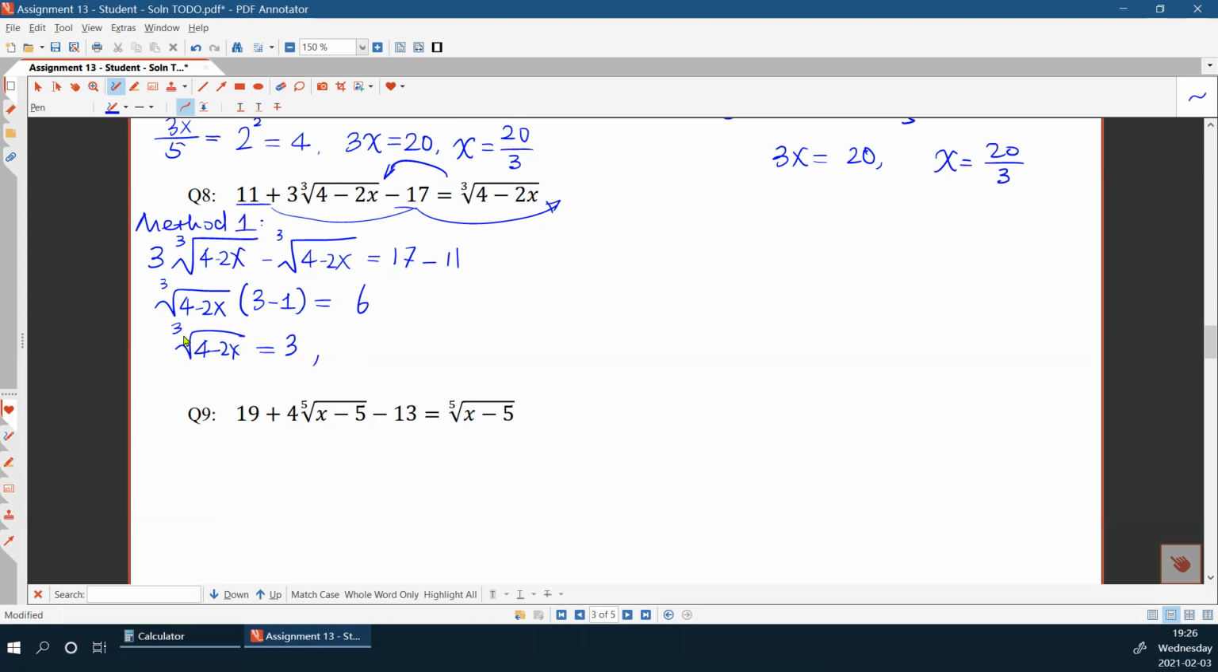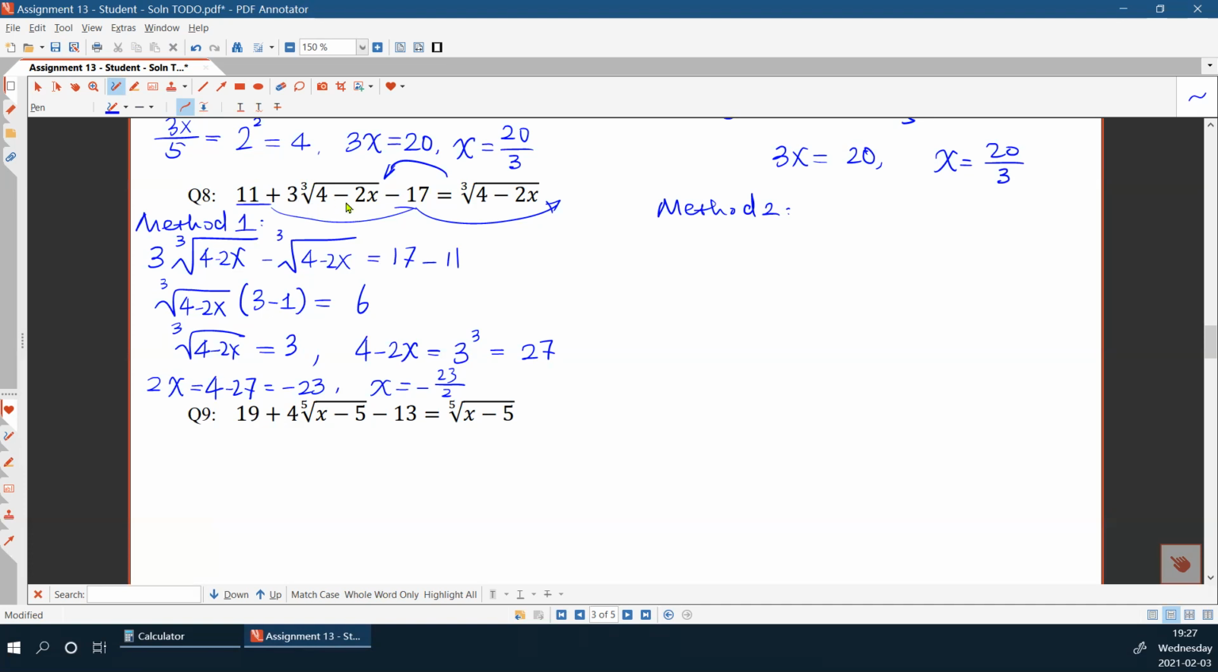So when you have a cube root of something is 3, that means the value of the expression inside the cube root is actually 3 to the third, right? Which is 27. So this means 2x is 4 minus 27, which gives you minus 23, right? So x is minus 23 over 2, correct? Okay, and always we have a method 2, if you cannot see it directly.